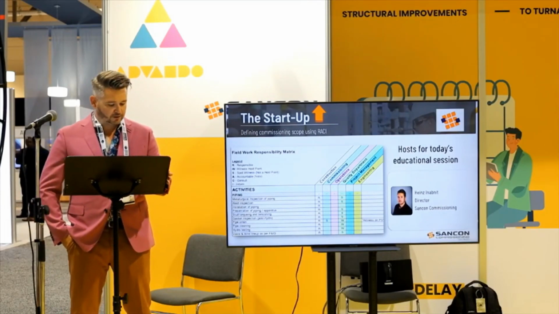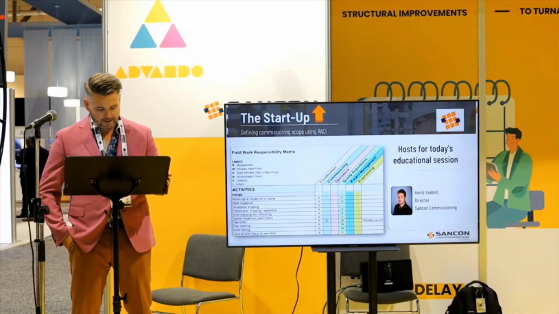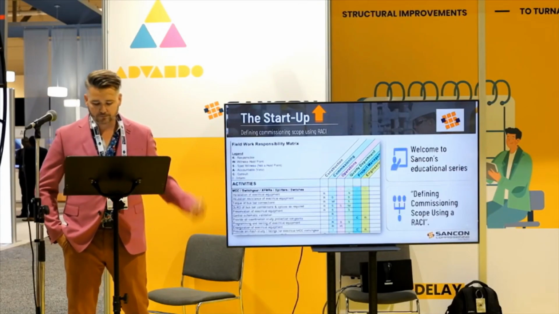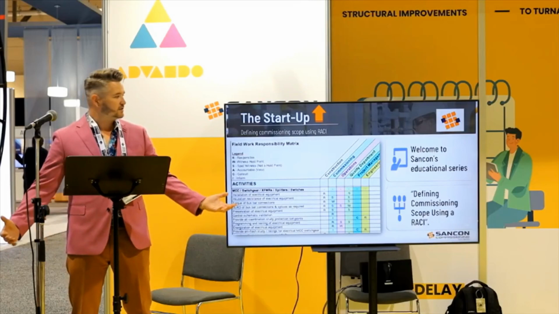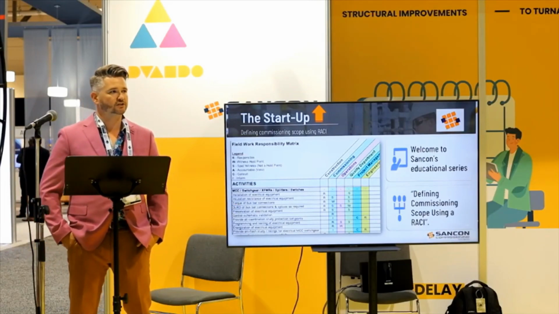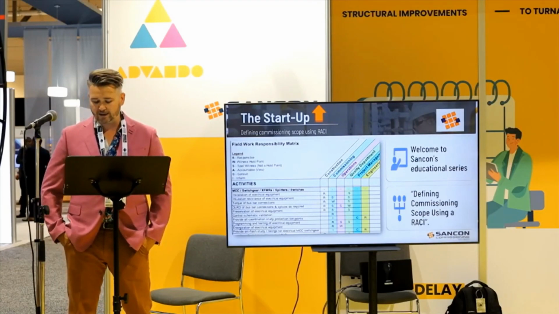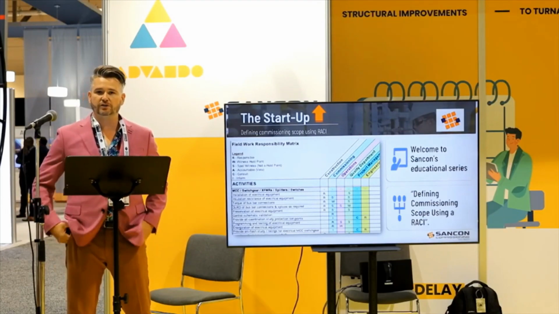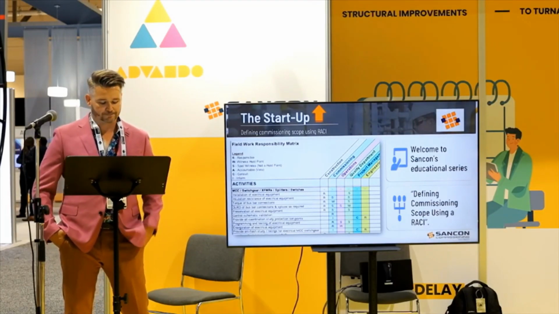So this is a series that we've actually presented in the past, and it's a bit of an educational series that we use. And it's essentially, how do we define our scope using a responsibility matrix or a RACI?